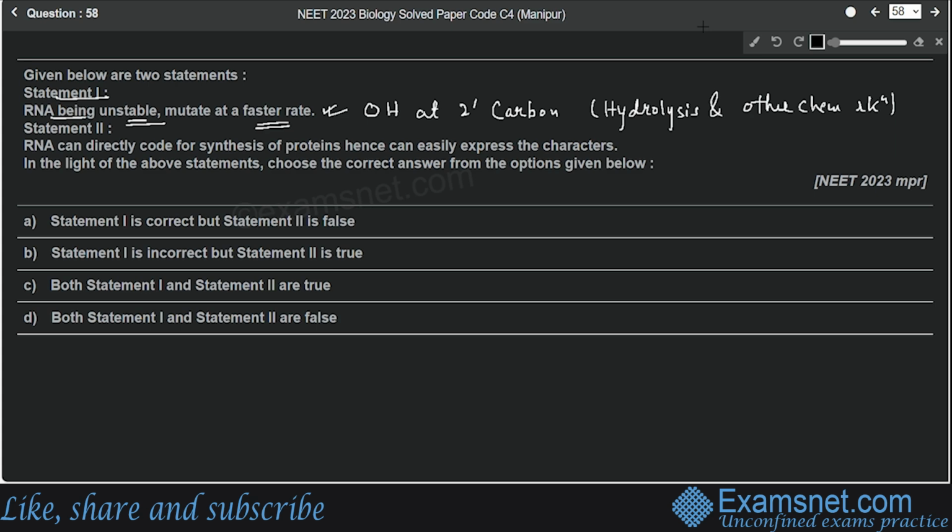to DNA. Then the second statement says RNA can directly code for synthesis of proteins, hence can easily express the characters. This is also a correct statement. We know that first DNA is transcribed into RNA. Then RNA is translated into proteins. So which one is directly connected with protein? RNA, not DNA. Okay. Therefore, any changes in the RNA sequence can directly affect the resultant protein and thus easily express the different characters. Okay. So both the statements are correct. Statement 1 and statement 2 both are true. So option C will be the correct answer.